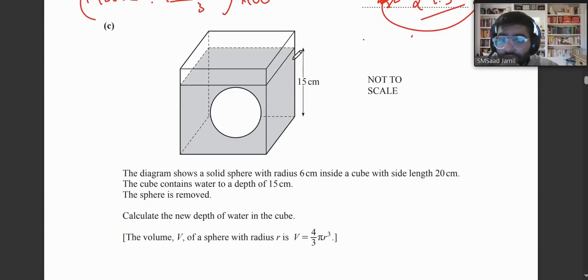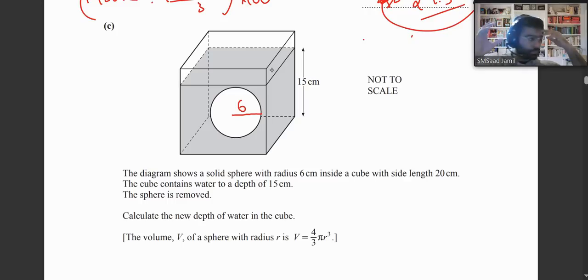Now, next part. The diagram shows a solid sphere with radius 6 inside a cube with side length 20. The cube contains water. The height of the water is 15. The sphere is removed. Calculate the new depth of water in the cube. So now guys, even though this question might seem a bit difficult, do not get scared. Before I solve the question, I'll explain the logic behind it.